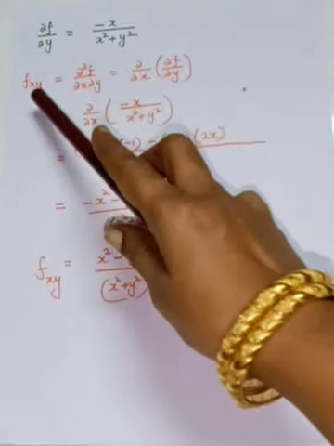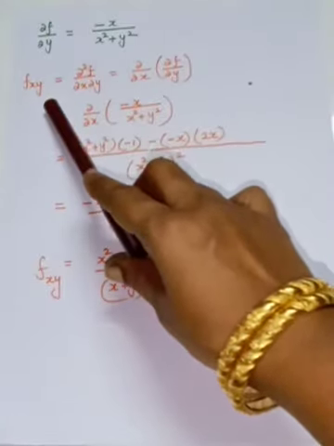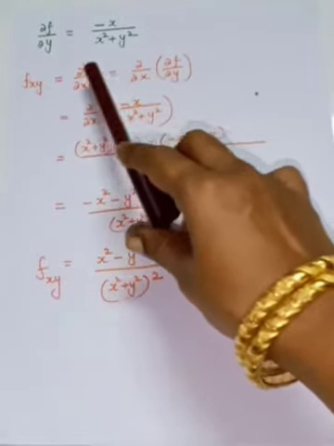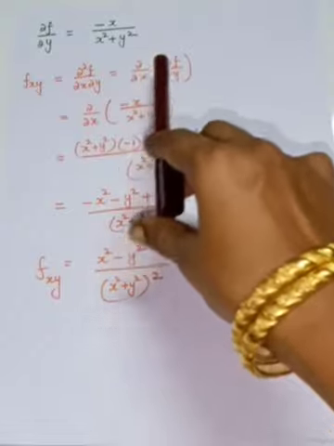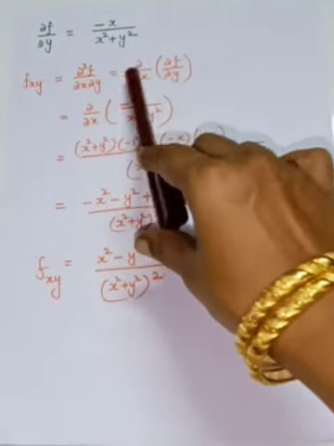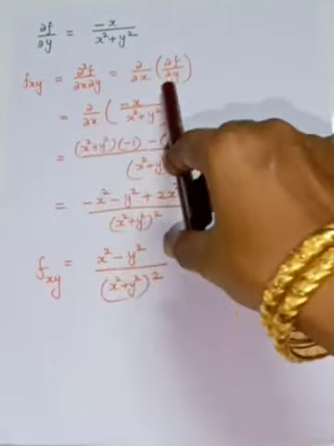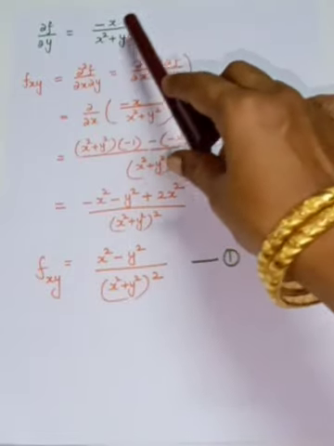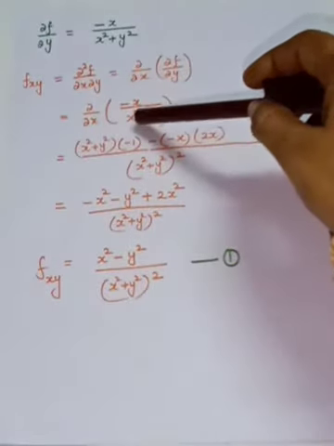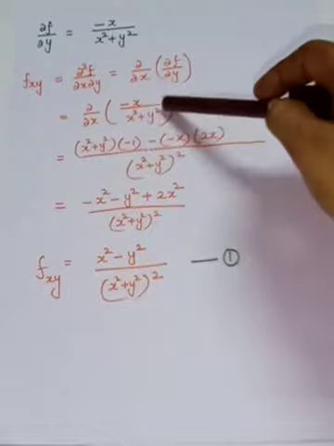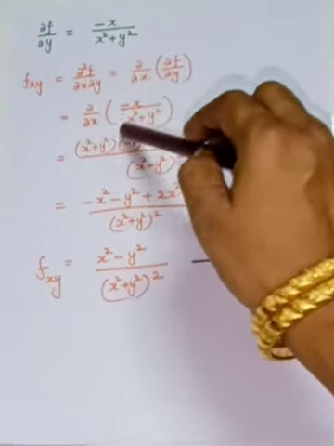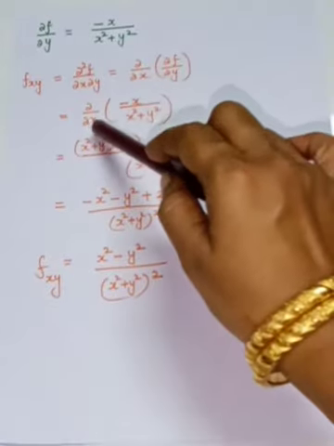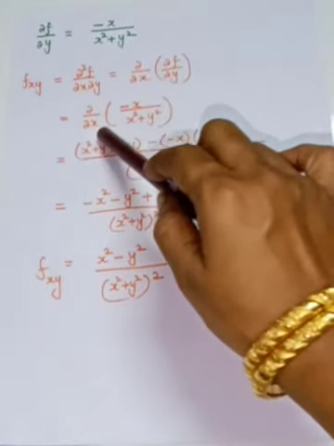Next step, f_xy. How will it be written? Dou squared f by dou x dou y. It can be written as dou by dou x of dou f by dou y. What is your dou f by dou y? It is minus x divided by x squared plus y squared. Now, you have to differentiate this function partially with respect to x.